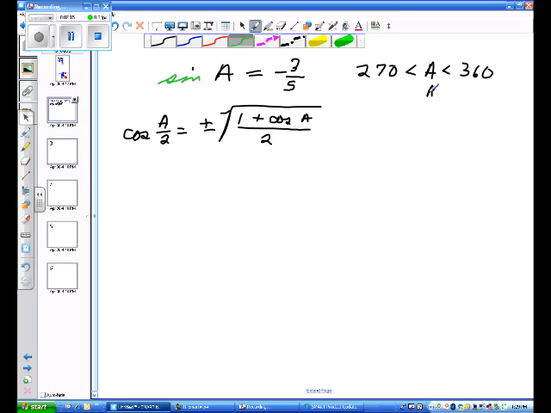So half of A would be between half of 270, which is 135, and half of 360, which is 180. So if A is between 270 and 360, half of A is between 135 and 180, which is quadrant 2. Now in quadrant 2, the cosine is negative. So we can take care of that right away, and once we decide which sign this is, we'll carry this sign throughout the problem.